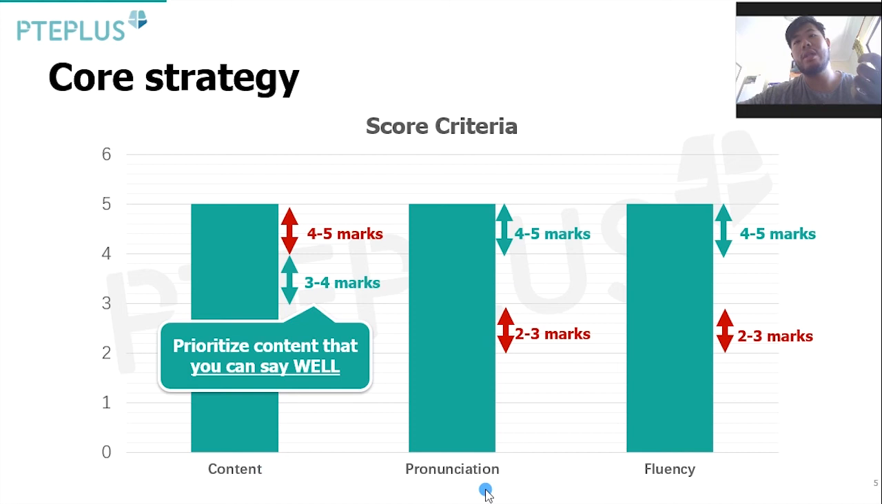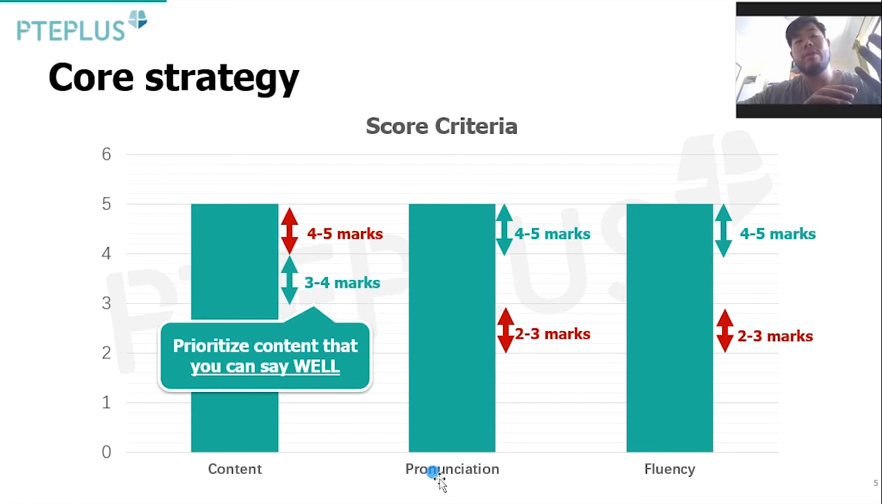So in looking at our core strategy, we can see that content scores go for 5, pronunciation is 5, and fluency is 5. Once again, just like repeat sentence, it's not necessarily about what we say, it's about how we say it. So pronunciation and fluency are 10 marks, making it the most important part of the test.